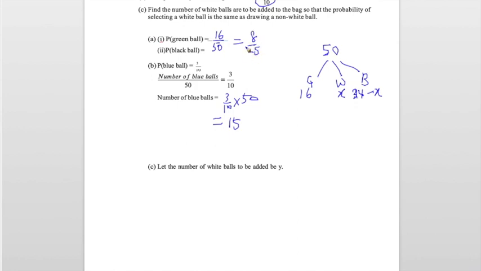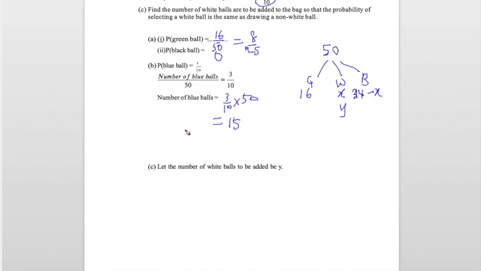And we want to find the probability of taking out a black ball. There is no black ball, so the probability is 0. Now they say that the number of white balls added is y, so that means now we have added y white balls.